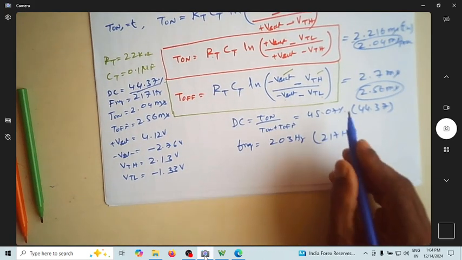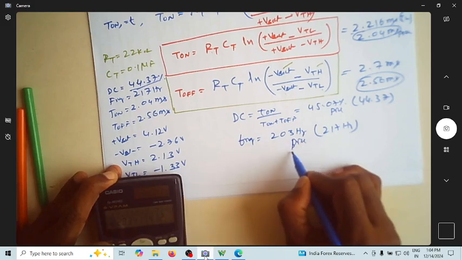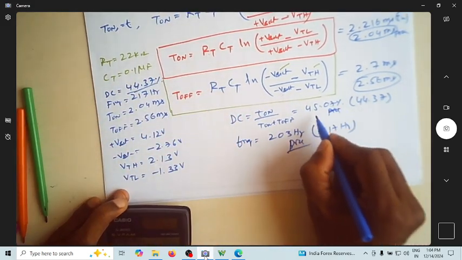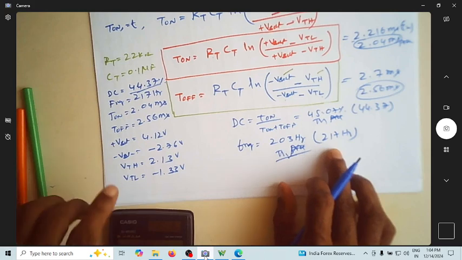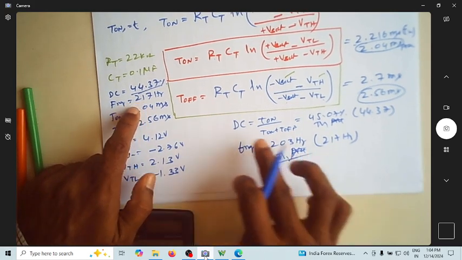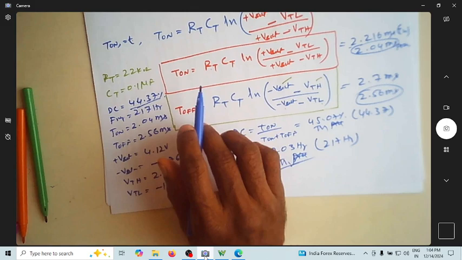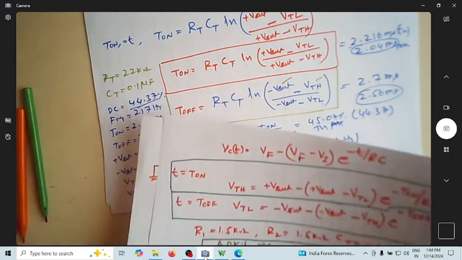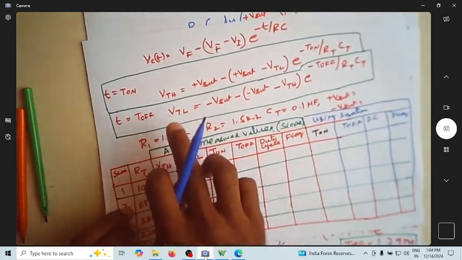So this is your practical value, and what is in the bracket is the theoretical value. These practical values are what I measured from the Analog Discovery. Of course this is a simpler expression compared to what we gave in the last video, and these equations are exactly derived from that.